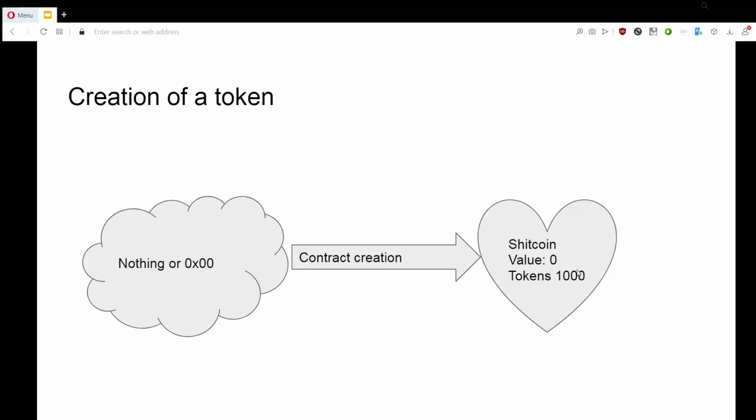For this example they only created 1,000 tokens. It doesn't matter how much it is. It could be 1 trillion, could be a billion. So at this point the value of the tokens is 0. They are absolutely worthless because there is not a value assigned to it. The way you assign value actually happens at the next step.